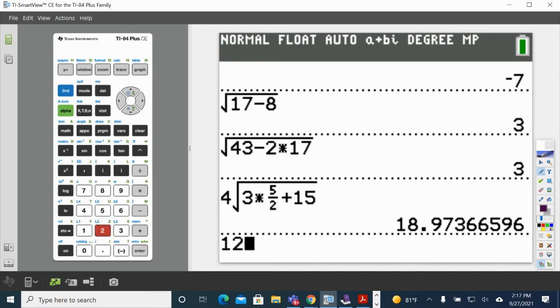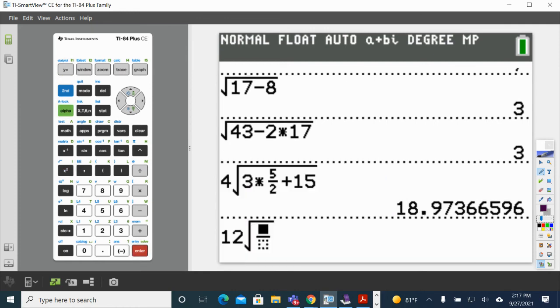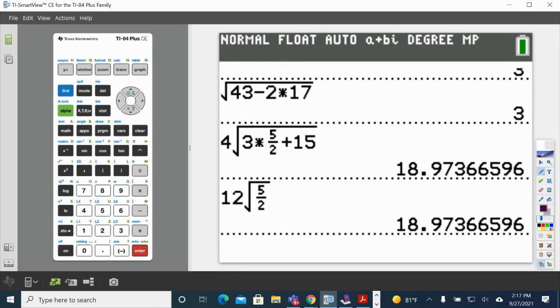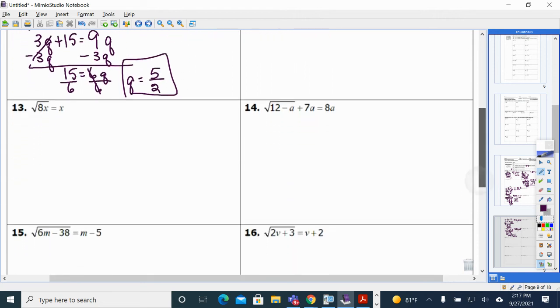So we're going to do 12 times the square root of 5 over 2. And we get the same mess, the 18.9736. So what that means is that that checks out and q does equal the 5 over 2. All right, I'm going to jump on down now to number 13.